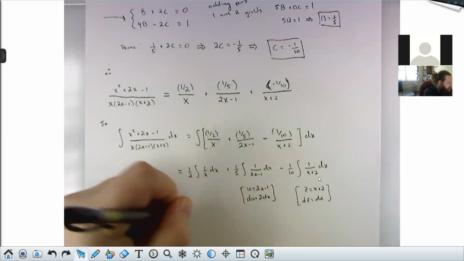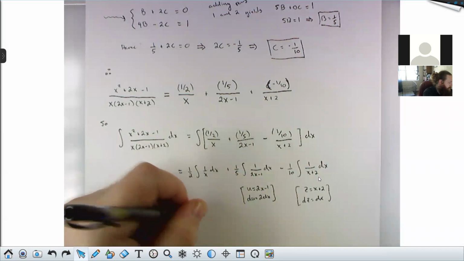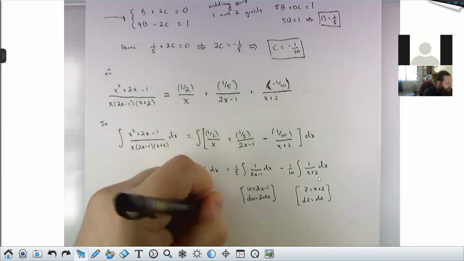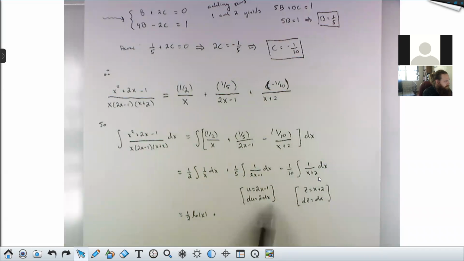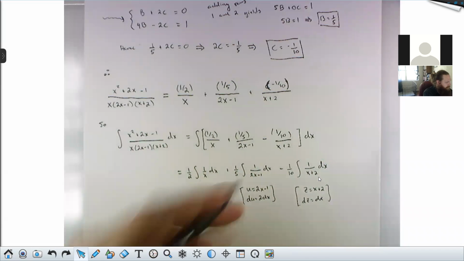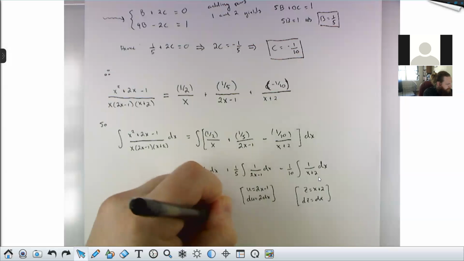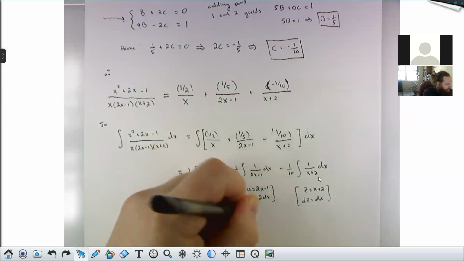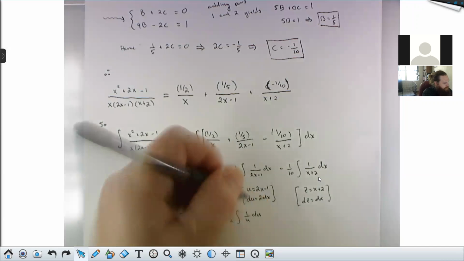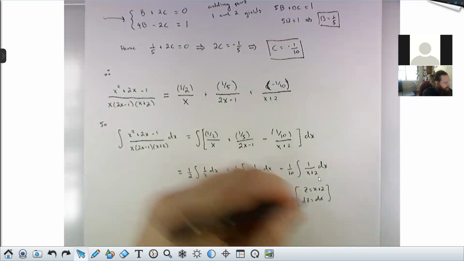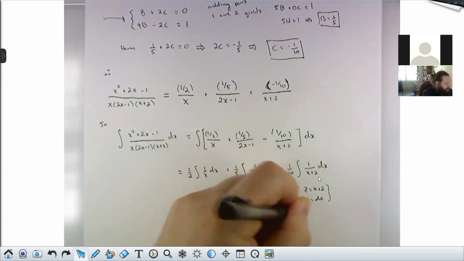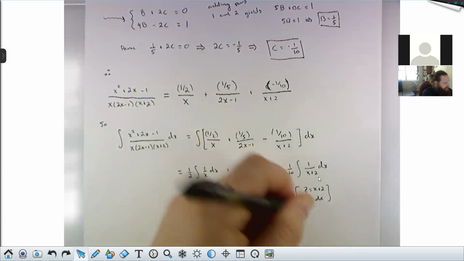So it's going to be 1/2 natural log absolute value of x. Then you'll have plus. The differential here is 2 dx, so this 1/5 is going to be a 1/2 also. I'll write it as 1/5 times 1/2 integral 1 over u du. And then you've got the minus 1/10, nothing coming from the differential here, just integral 1 over z dz.